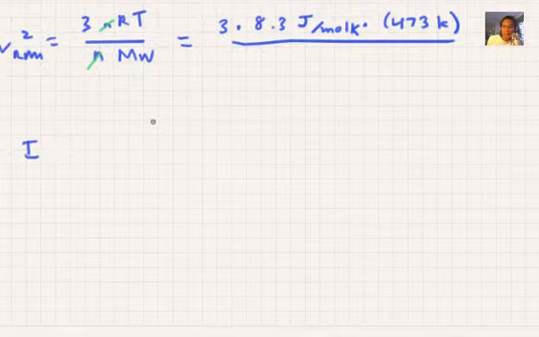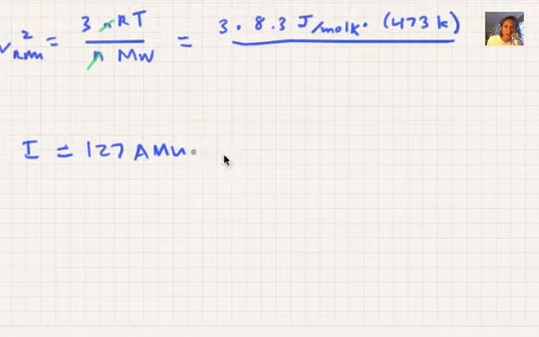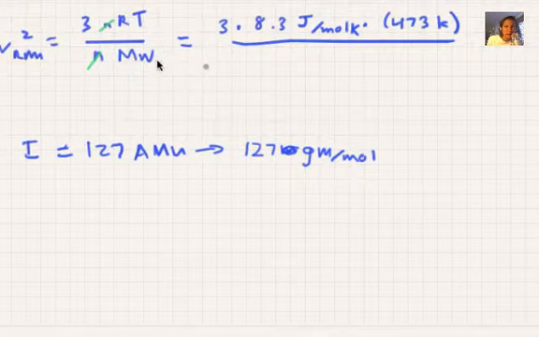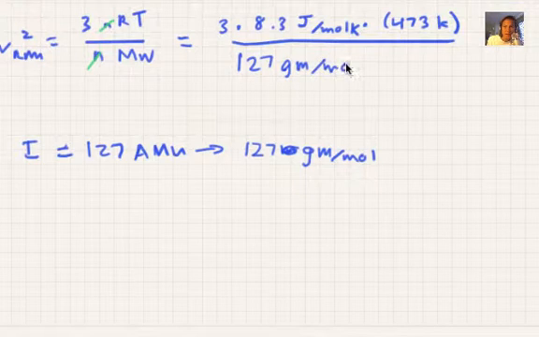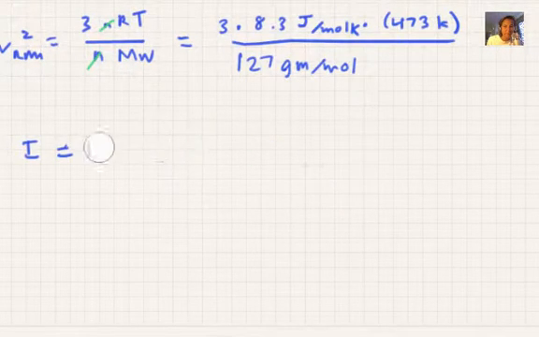Now we have iodine. What we're told in the problem is that iodine is 127 AMU, atomic mass units. Oh, that's cryptic. That is 127 grams per mole. All right. So V_RMS, let's see, 127 grams per mole. Let's see where we're at with these units as we begin crunching this through, and I'm going to need to erase this here.